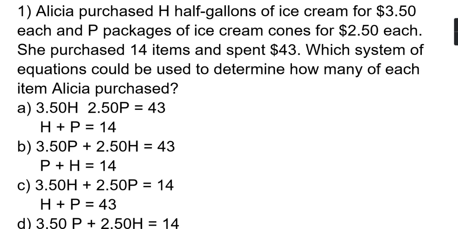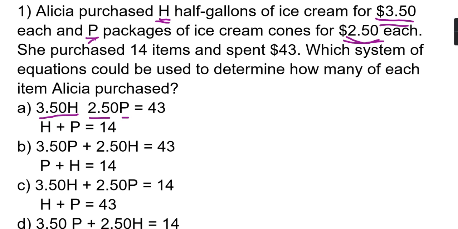So we have H half gallons that cost $3.50. And we have P packages of ice cream cones that cost $2.50 each. Okay, so we want to make sure that in our equation we're matching the rates to the correct item. So it was $3.50 for each half gallon. So right here, $3.50H would have the correct rate and the correct variable. And then $2.50 for each package, so $2.50 times the number of packages.